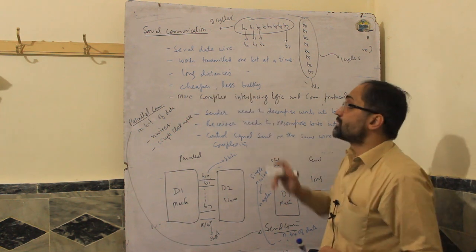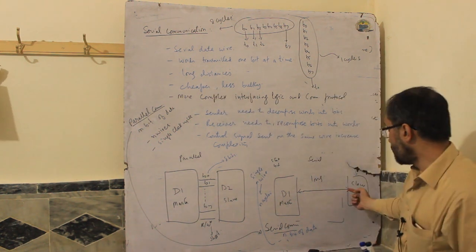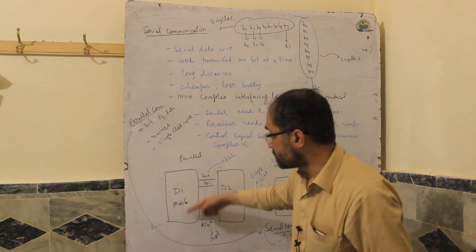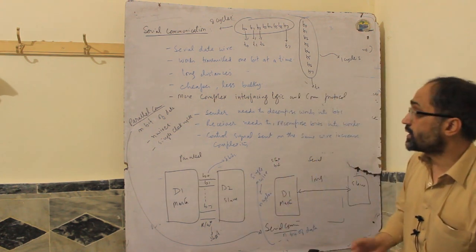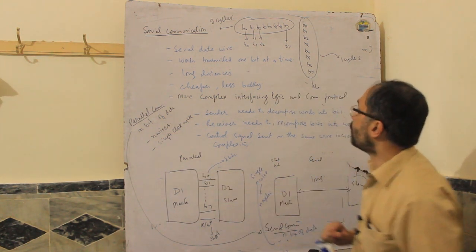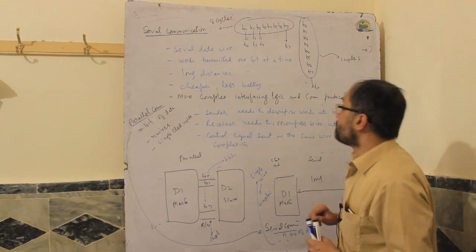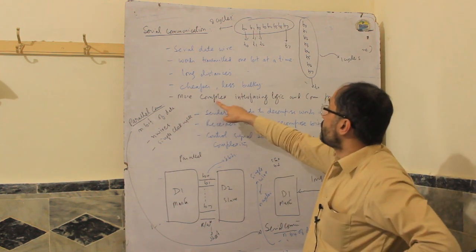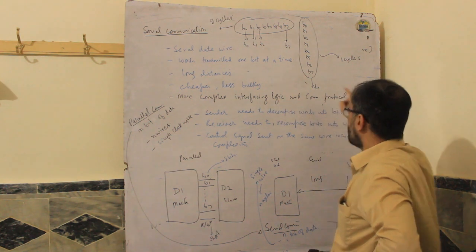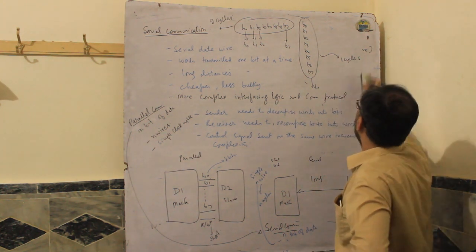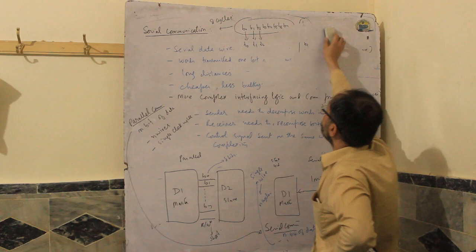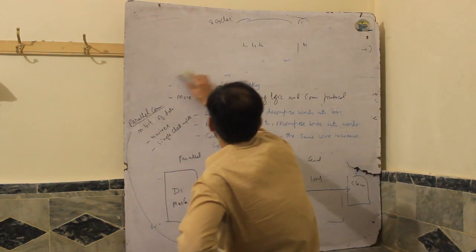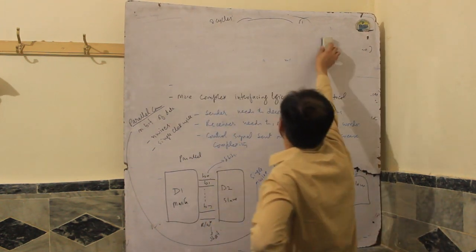Serial communication is cheaper and less bulky because we only need a single wire, while in parallel communication we need many wires. To transmit n bits of data, we need n wires. However, serial communication requires more complex interfacing logic and communication protocol. How? I will explain this with an example.